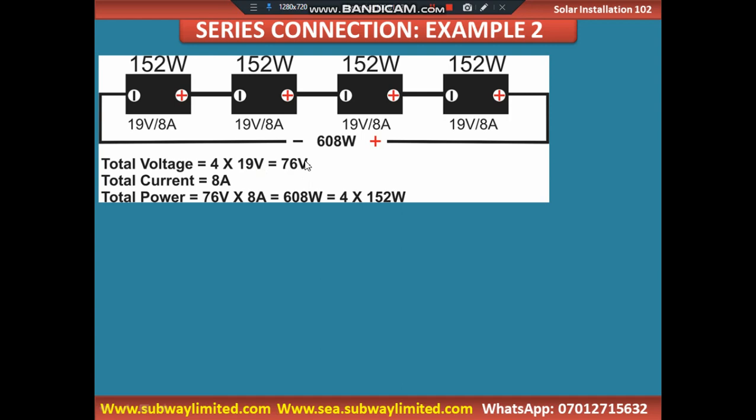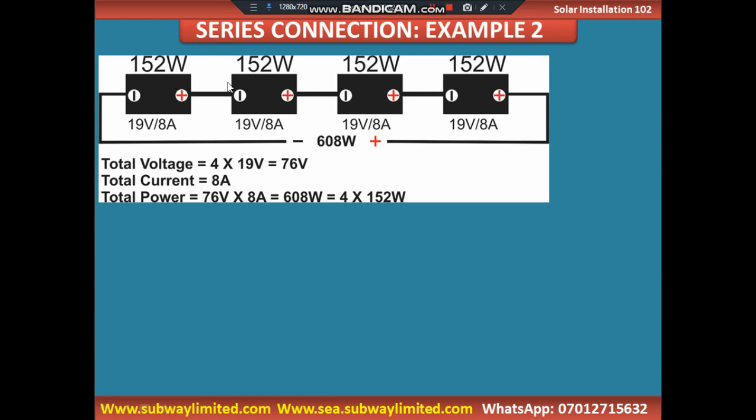We said when we connect solar panels in series, the voltage will increase. The voltage is additive, but the current will remain constant. And this is still 8 amp. That means we are still having 8 amp when we are connecting these 4 solar panels in series. What will be the power?